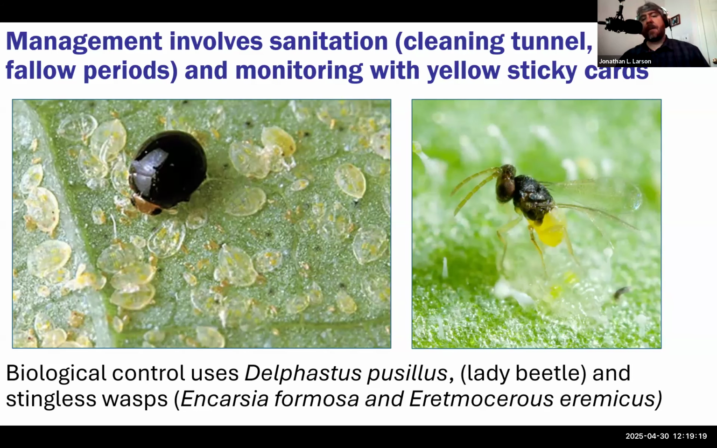That means that you'll want to monitor though. Put out yellow sticky cards to see if you catch the newly emerged mobile ones in the spring, or if you can catch adults that are starting to fly around and look for other places to lay their eggs. You can also use things like Delphastus pusillus, which is a lady beetle-like insect that will go around and consume immature whiteflies. There are also wasps that will lay their eggs in them.